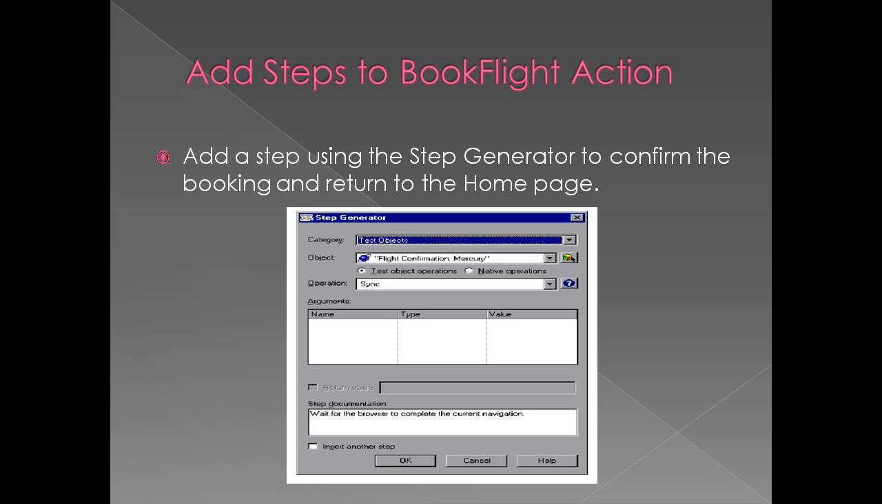You will now use the step generator to define an entire step in one dialog box, instead of inserting different parts of a step in the various columns of the keyword view, or inserting a step in the expert view. A. Click in the Item column below the last step to ensure that the next step will be inserted after the last existing step in this action. B. Choose Insert, Step Generator. The Step Generator dialog box opens.